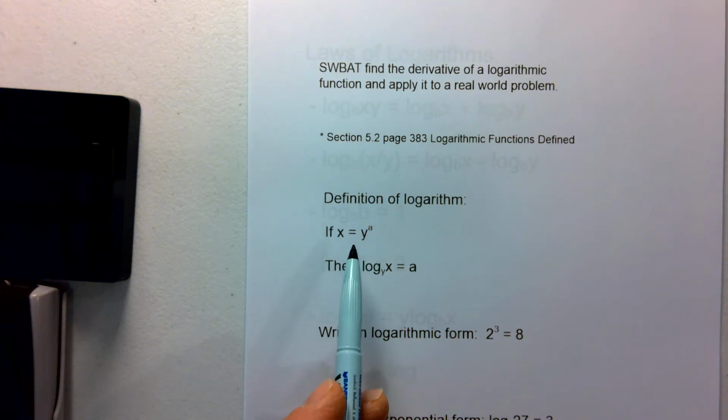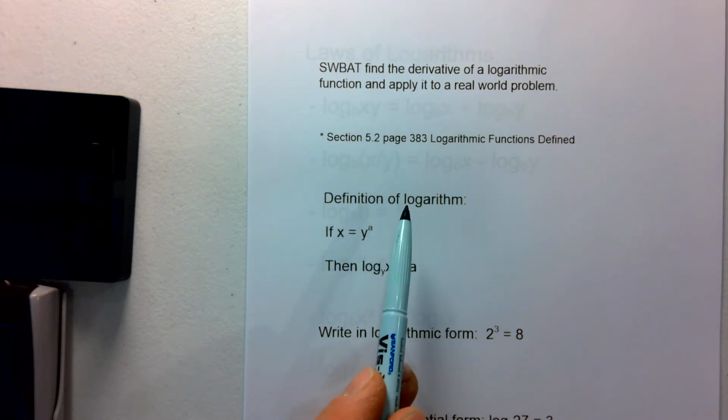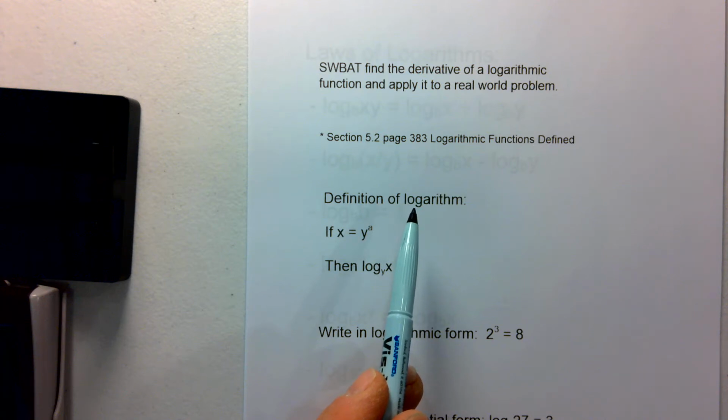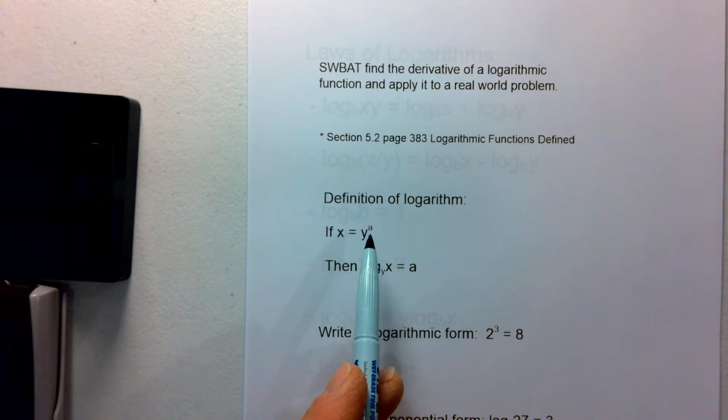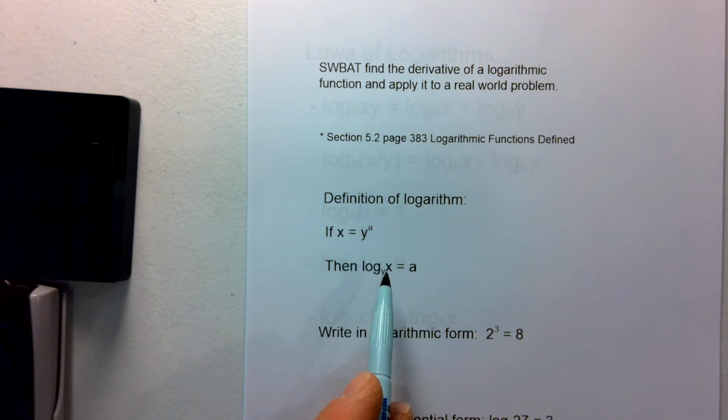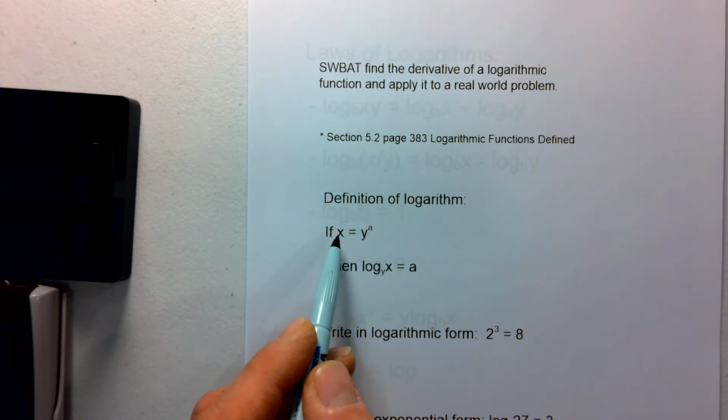So by definition, what is a logarithm? Well, a logarithm is just a math function, a function in mathematics. And what it allows us to do is to change something that's in exponential form into logarithmic form. So it's a relationship between the exponential form and that logarithmic form.